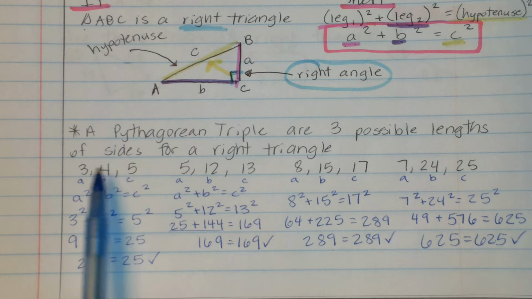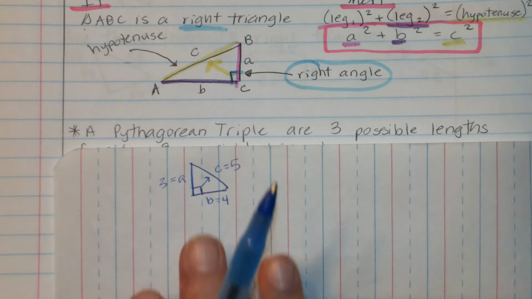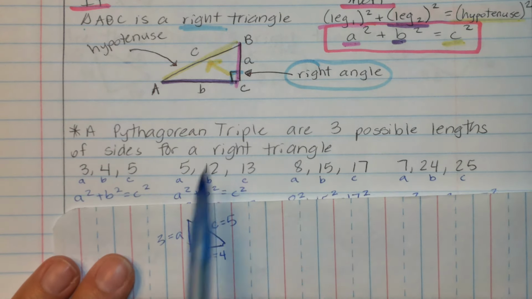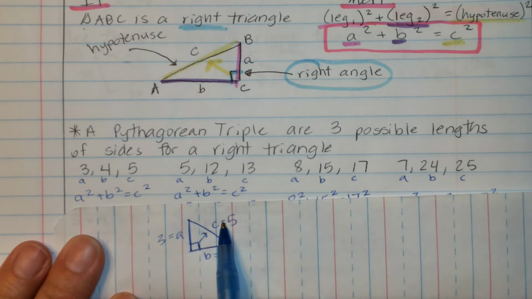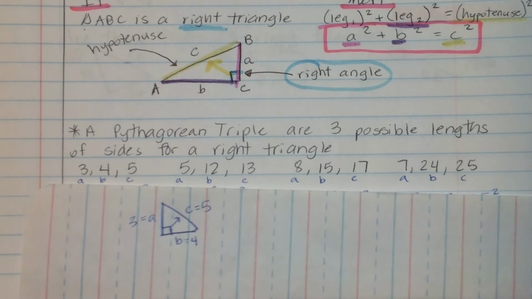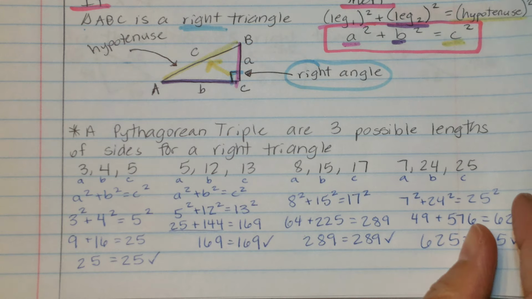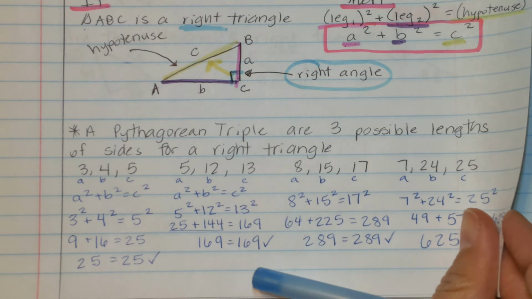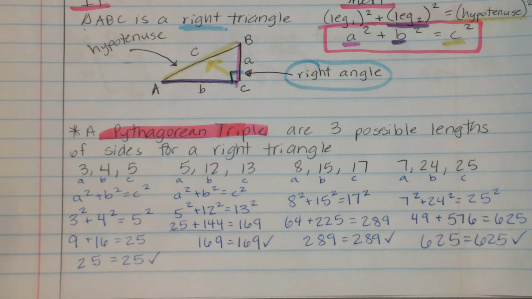All these three numbers each time are three possible side lengths of a triangle. So like how I was showing here for the 3, 4, 5, it could be 5, 12, and 13, 8, 15, and 17, 7, 24, and 25, and there's a bunch of other different possibilities, okay? You could just make up numbers and then solve for the missing one, and it would work out, okay? But these are called Pythagorean triples. I'm going to highlight that. So there are three possible lengths for sides of a right triangle. All right, so let's move on to the next page.